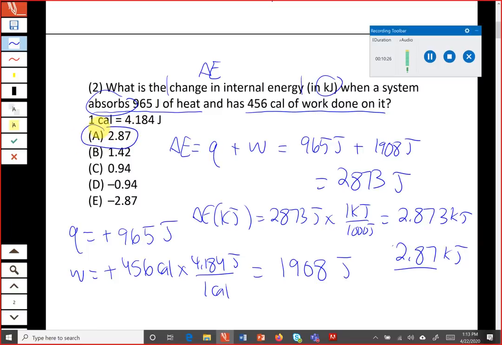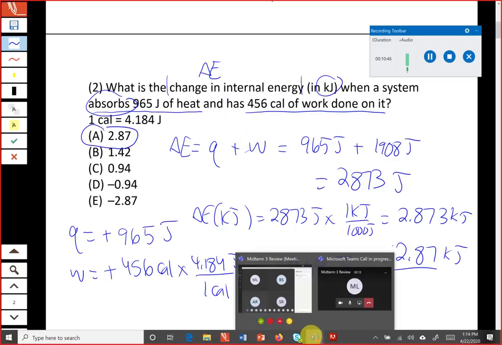All right, so the key in these problems was to make sure we get the signs correct for delta E, and that's going to come by looking at the wording of the problem to figure out if Q is positive or negative, if W is positive or negative. Once you have the numbers, you just need to add them together. It's very simple math, but getting the signs and the units correct is usually the challenge in these. So any questions on that problem or topic?